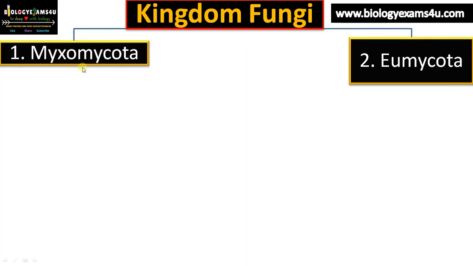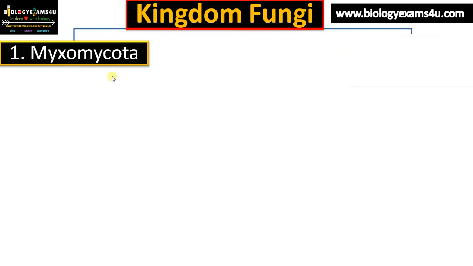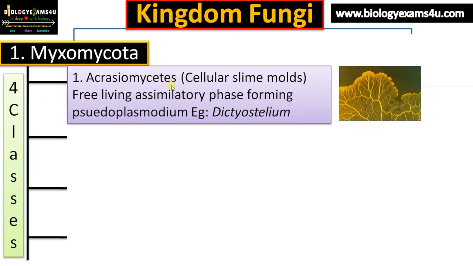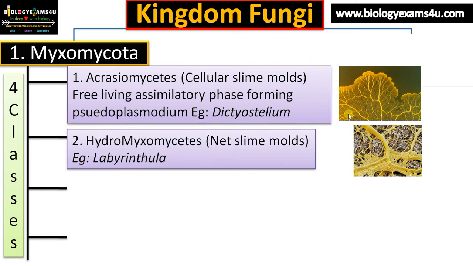Now moving into Myxomycota. Division Myxomycota is divided into 4 classes. First one is Acrasiomycetes. They are the cellular slime molds. They are having a free-living assimilatory phase and often forming pseudoplasmodium or false plasmodium. Example is Dictyostelium. And the second one is Hydromyxomycetes. It's often called net slime molds. Examples include Labyrinthula. You can see here.